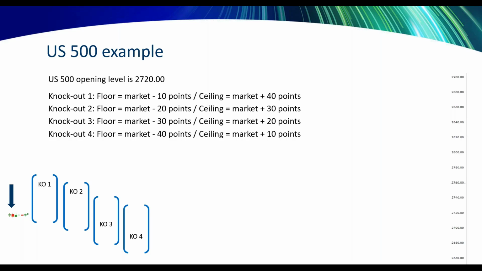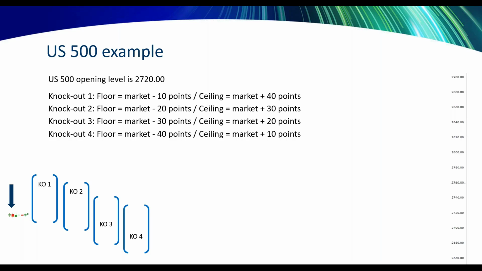For knockout number 1, the floor is 10 points lower, and the ceiling is 40 points higher. So we've got a range of 50 points. And then we'll do knockout number 2, where we'll start 20 points lower and 30 points higher. So again, you've got a range of 50 points. It's just that your floor and ceiling are at different levels. And then the 4th knockout, we actually move the floor all the way down 40 and make the ceiling only up 10. So you've got a variety of choices. There are 4 different knockouts.